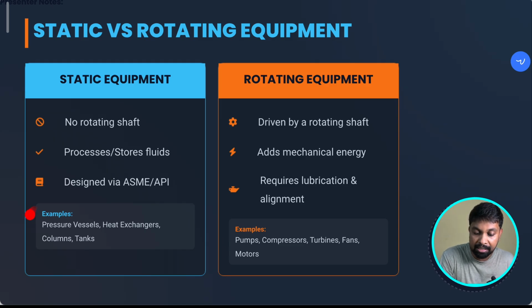Examples of static equipment are pressure vessels, heat exchangers, columns, tanks. And examples of rotating equipment are pumps, compressors, turbines, fans and motors. Almost all these items have moving parts. A pump has moving parts, a compressor has moving parts, turbines have moving parts, fans have moving parts and a motor also has moving parts. And there are many other rotating equipment. I have listed a very limited number, and also for static equipment I have listed a limited number.